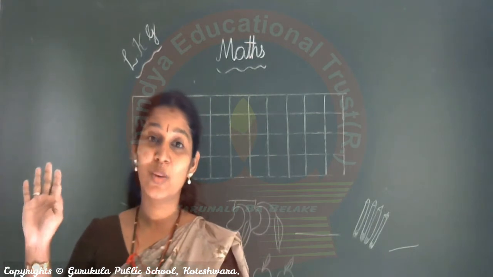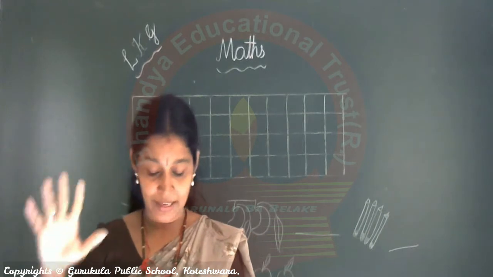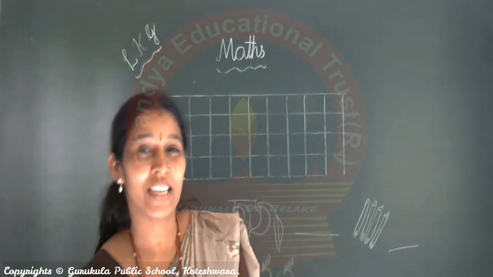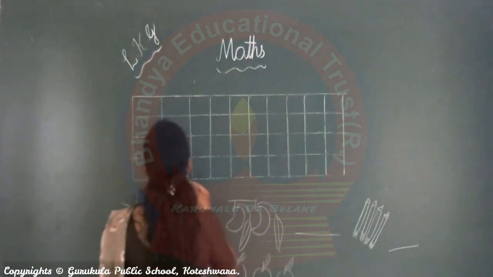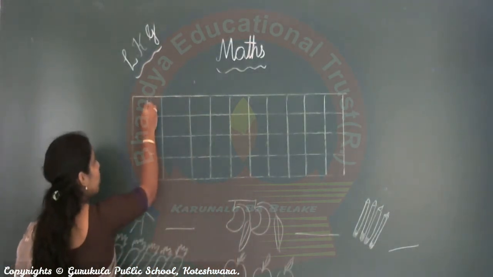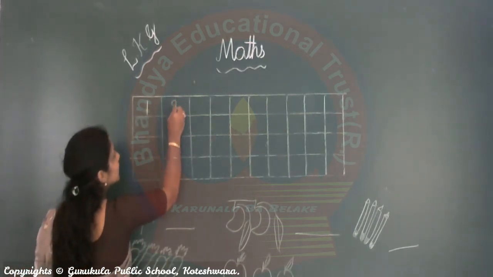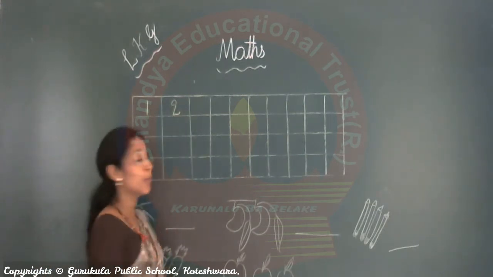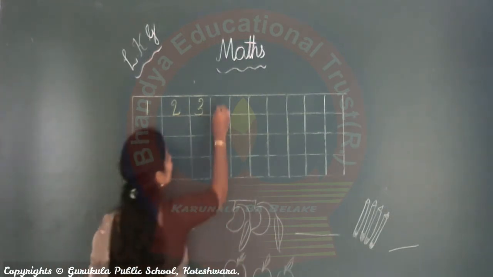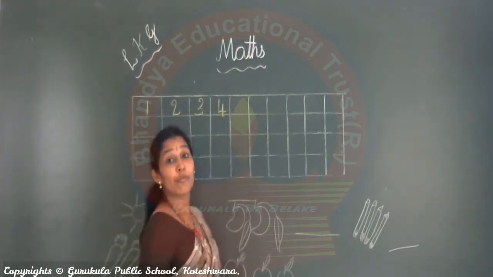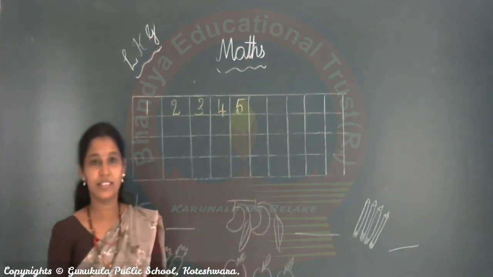Last class, you learned number 5, right? Number 5. Can we revise? What's that number 5? Can we revise? Yes. One, right? Two, three, four, five, right?